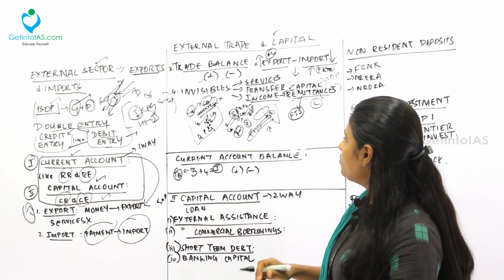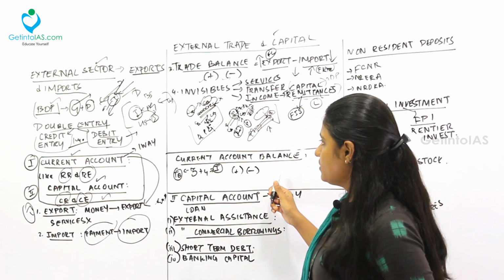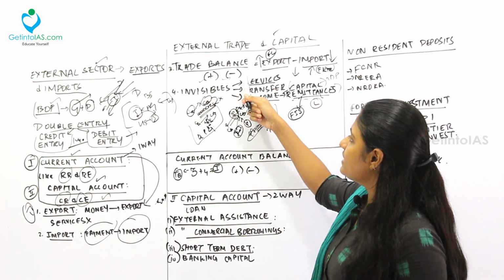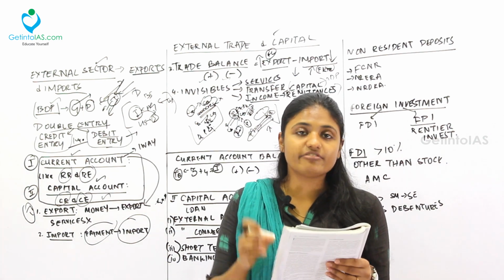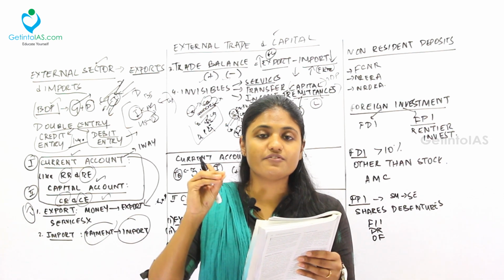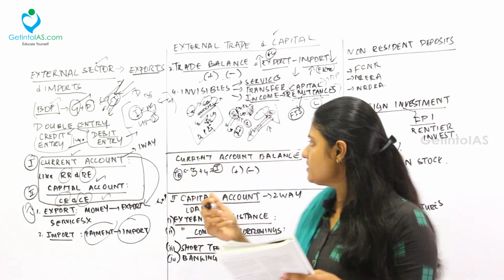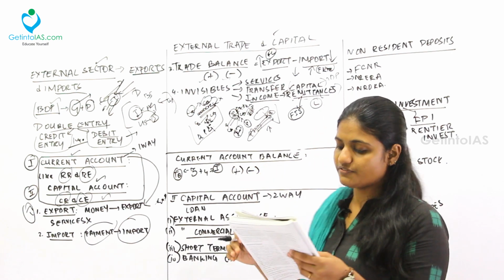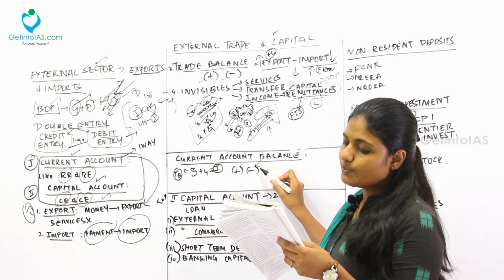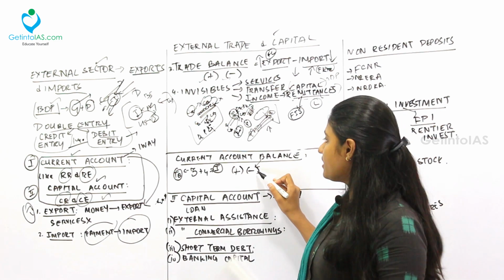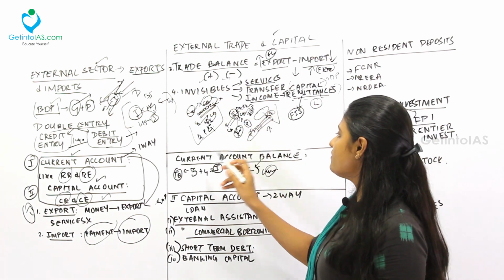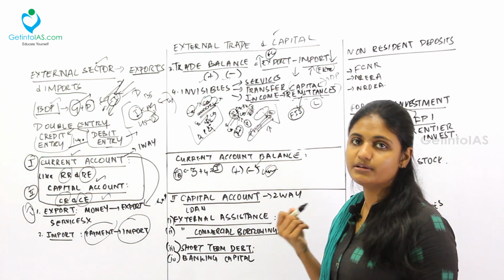Now moving to the current account balance. Current account balance means trade balance plus invisibles. If the current account balance is positive, it is said to be surplus, which means favorable current account balance. But if the current account balance is negative, it is said to be deficit, also called unfavorable current account balance. Same way like the balance of payment, we have current account balance, which is positive and negative, favorable and unfavorable.